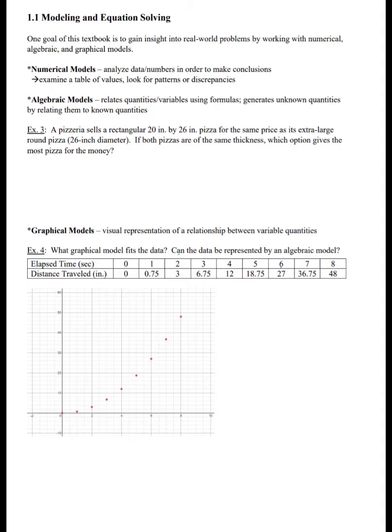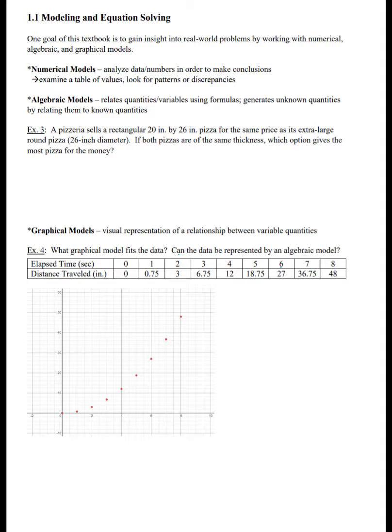And then we'll get into the next model, which would be an algebraic model. So for those, you would relate quantities or variables using formulas. So this is our basic algebra where we can create a formula for data, and then use that formula to generate unknown quantities by relating them to the quantities that we do know. So that brings us to example 3 with delicious food, pizza.